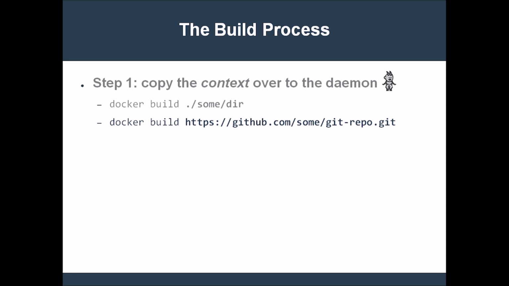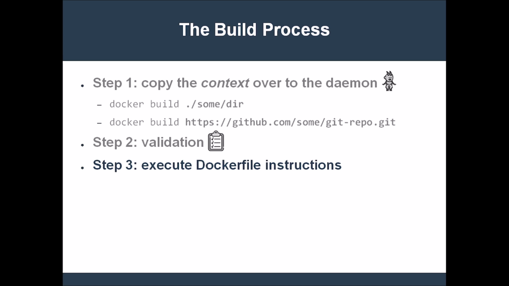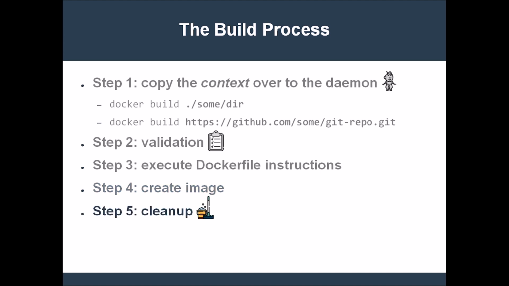The next thing that Docker does is perform some basic validation of the Dockerfile. If it finds a problem, then it aborts the build process. Next, the Docker daemon executes the Dockerfile instructions sequentially. The new image is created, and Docker outputs the image's ID to the terminal. Finally, Docker cleans up.